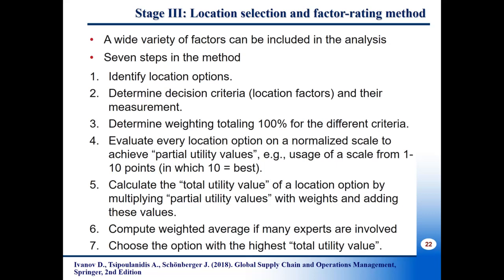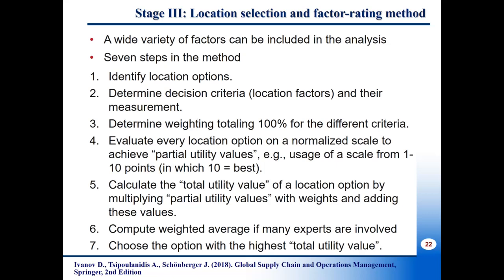For instance, the use of a scale from 1 to 10, in which 10 is best, or maybe 1 to 5, where 5 is best, depending on what scale we use. If we use, for instance, a Likert scale, then it should be 1 to 5. Or maybe we can use not only a numerical but also a verbal scale, like good, very good, bad, very bad, or just so-so, something like that. And we also have to calculate the total utility value of a location option by multiplying partial utility values with weights and adding these values.